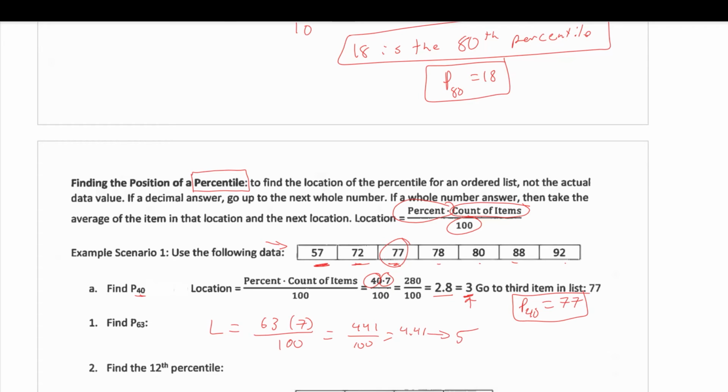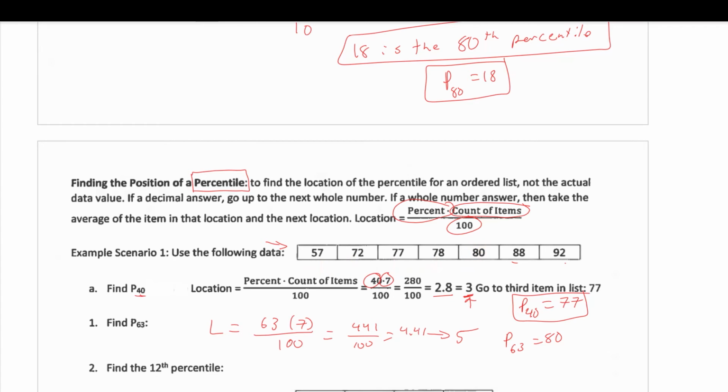So we have to count to 5. So again, we have 1, 2, 3, 4, 5. So it'll be 80. So we say that P63 is 80. So it does appear that like 63% of the way it gets us 80. Okay.